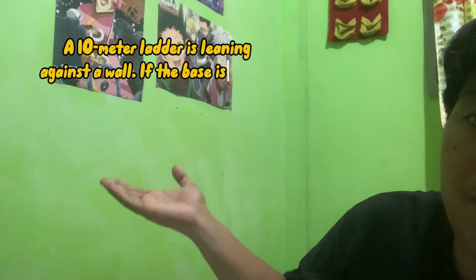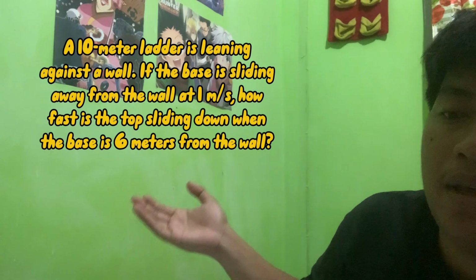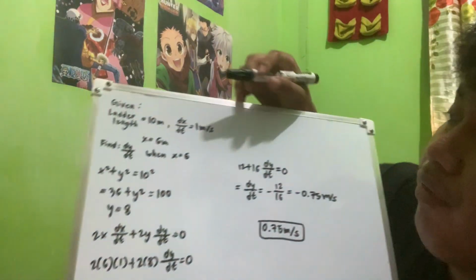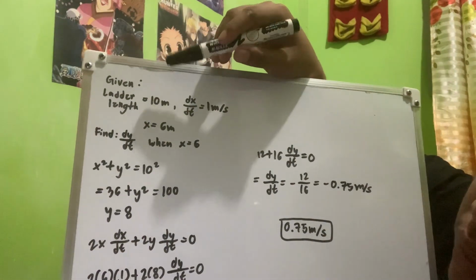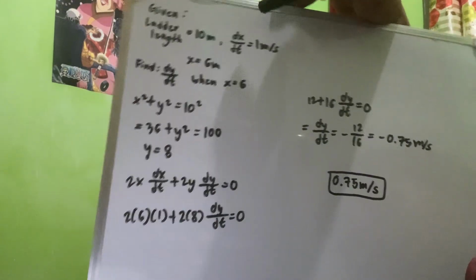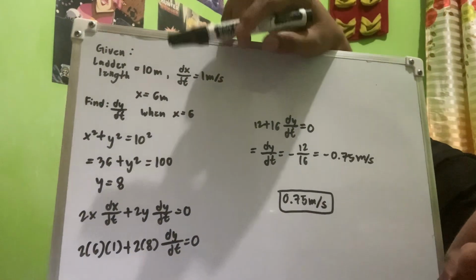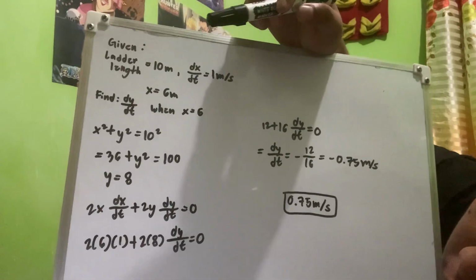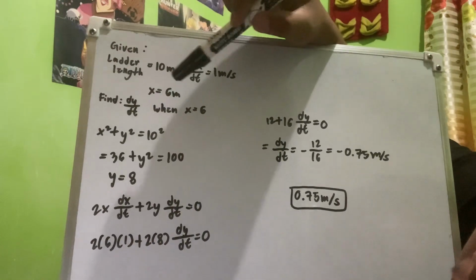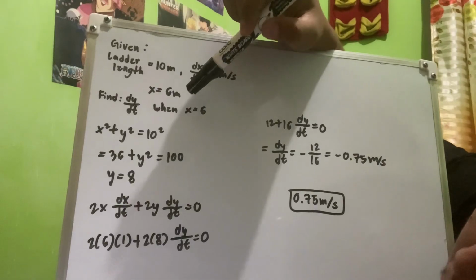So this is the 11th problem, the ladder sliding. Given is ladder length equals 10 meters, and dx over dt equals 1 meter per second. x equals 6 meters. We're going to find dy over dt when x equals 6.